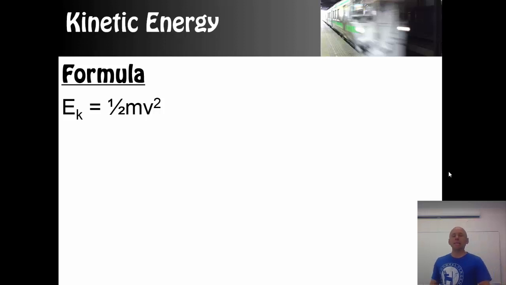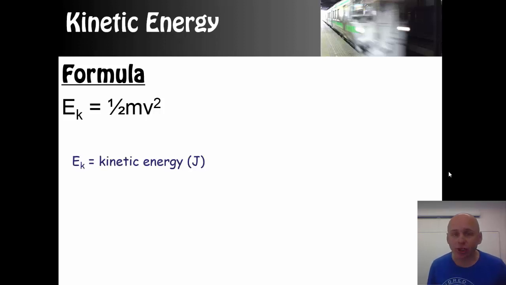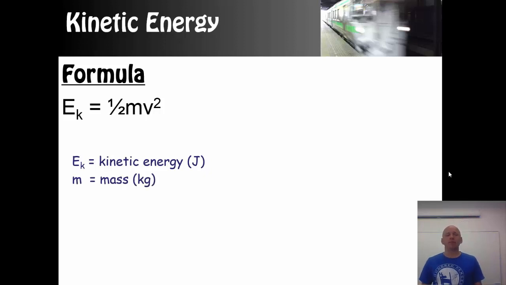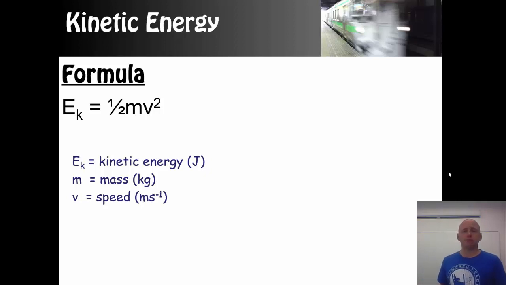As with most things in mechanics, there's a formula associated with it. In this case, the formula is EK equals 1/2 mv squared. The EK stands for kinetic energy. m is the mass, and it's measured in kilograms. And v, of course, is speed, and it's measured in meters per second.